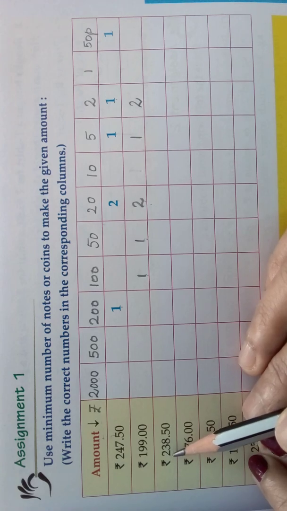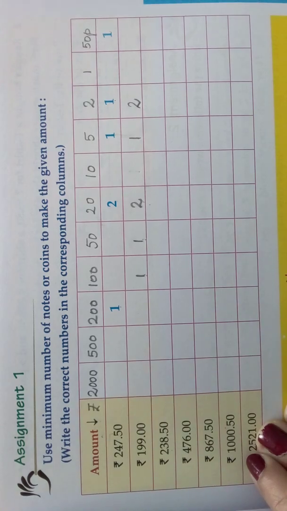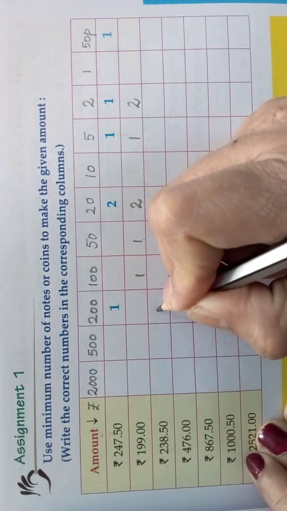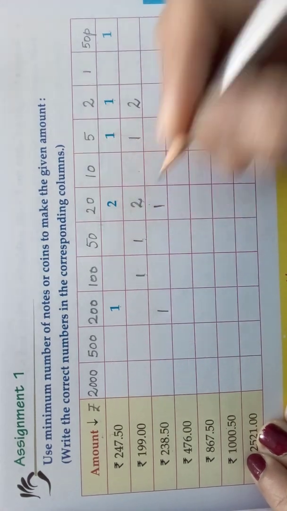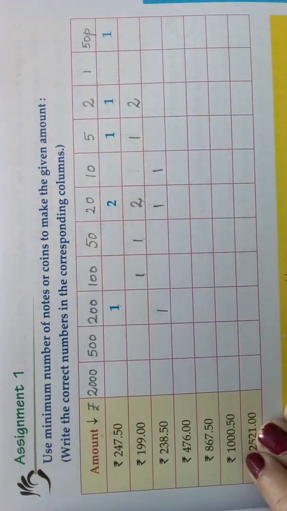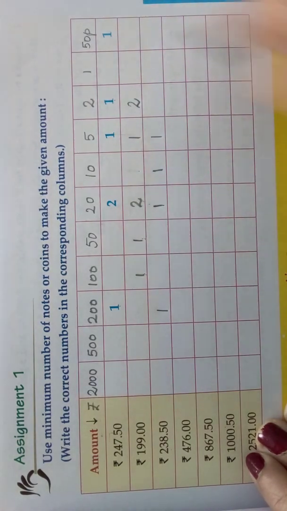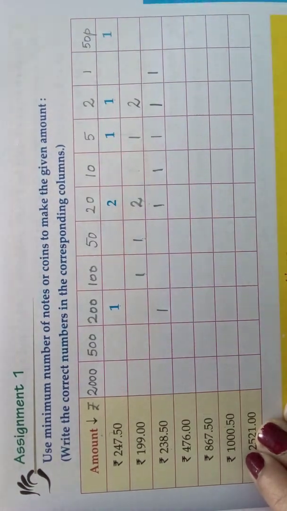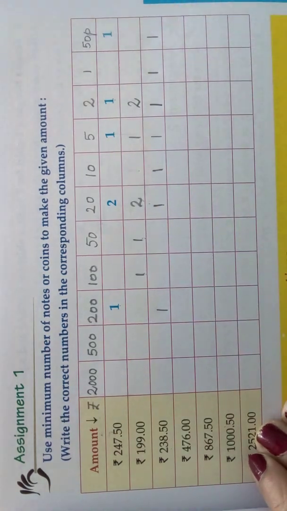What is the amount? 238 rupees 50 paise. So what I will do? I will take one 200 rupee note, one 20 rupee note, and one 10 rupee note, that makes 230, and I want 8 rupees. I will take one 5 rupee, one 2 rupee, and one 1 rupee coin, and also 50 paise. This all makes what?